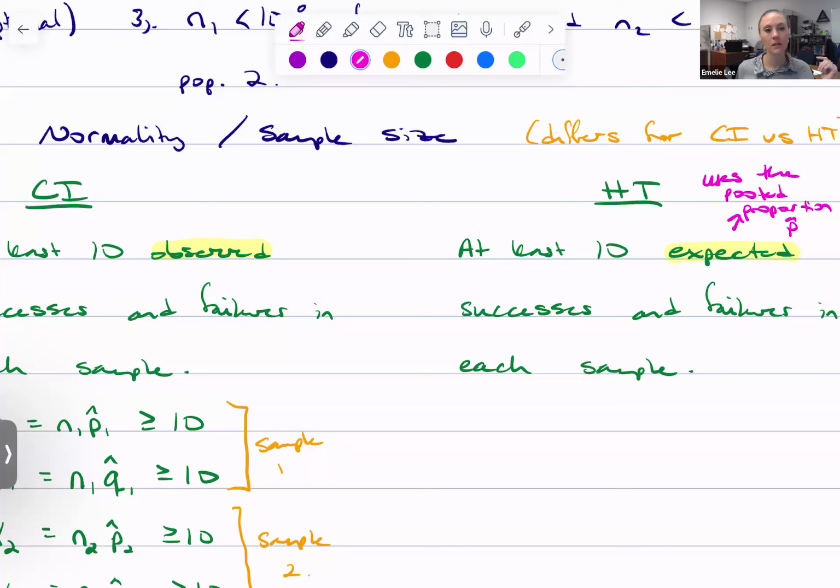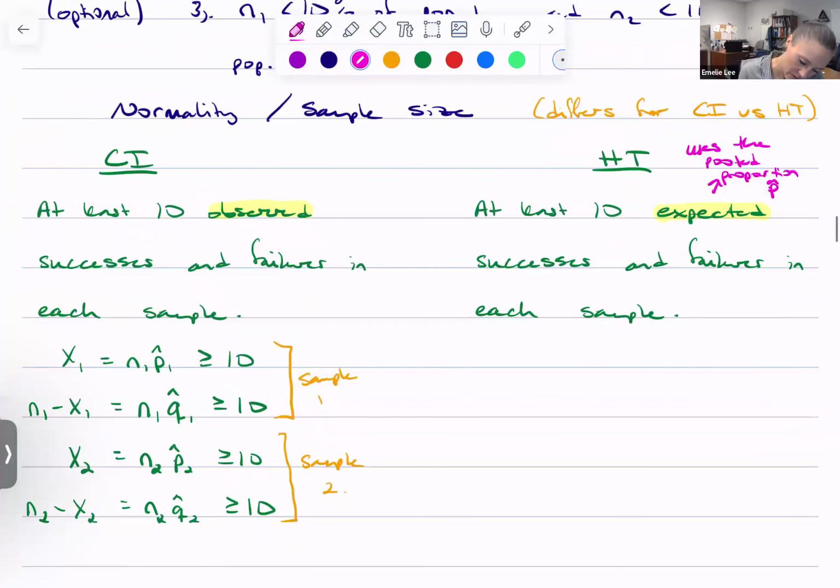P hat. Okay, notice the difference in context will tell you if P hat is a pooled proportion. If you're working in a one sample proportion, then you only have one P hat, so you can just call it P hat, right? But if you have a two sample proportion question, then P hat is the pooled proportion. Okay, and so let's see here.